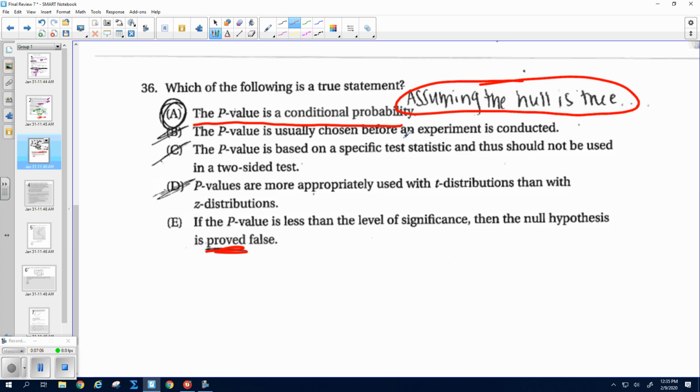P-value is chosen before the experiment's conducted. No way. We always calculate it. All right. A p-value is based on a specific test statistic and should not be used in a two-sided test. We always get a p-value for a one-sided or a two-sided test, so that's not true. And we definitely use them for either t or z distributions. It doesn't matter. Okay, so it is A.